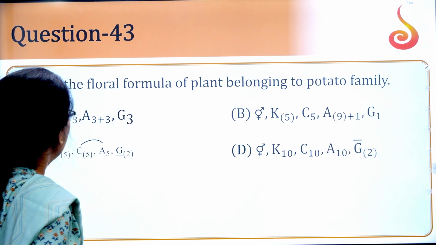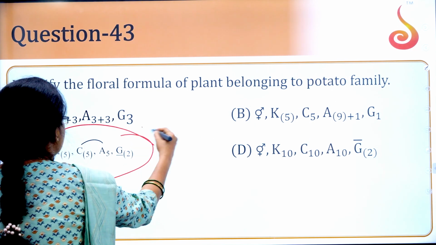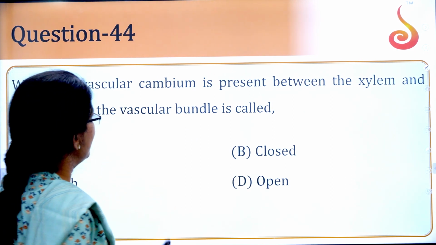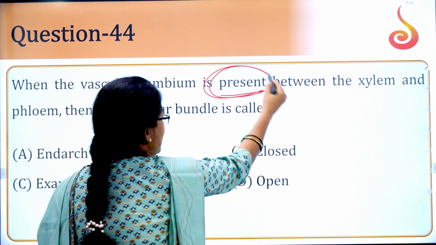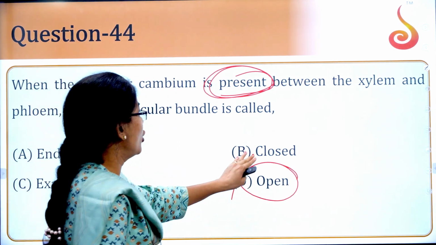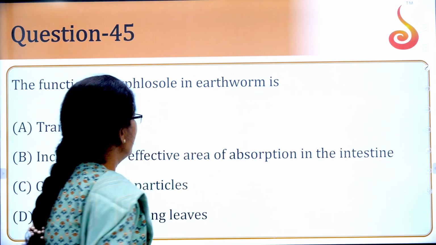Fine. Okay. Identify the floral formula of potato family. Option C. When the vascular cambium is present, the vascular bundle is going to be open. If it is absent, then it is going to be closed type. Okay. The answer is option D here.